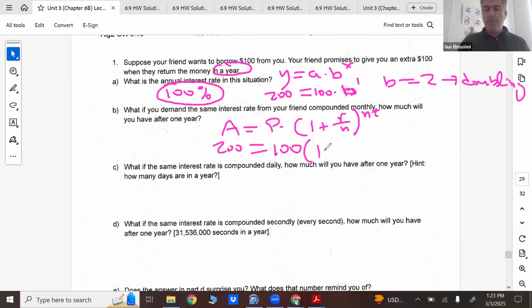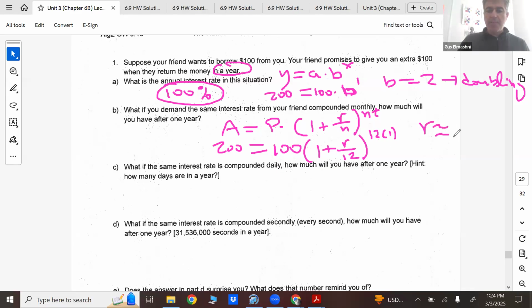Okay, the rate has to be divided by what though? By 12. And how many years are we doing this? For 1 year. So I have to solve for R. And then we're going to compound daily. And then we're going to compound every second. And then we're going to see what's happening after a while.